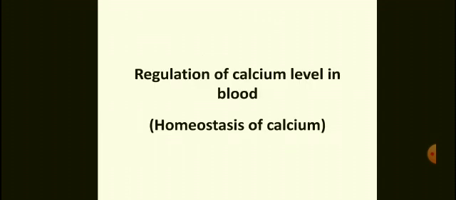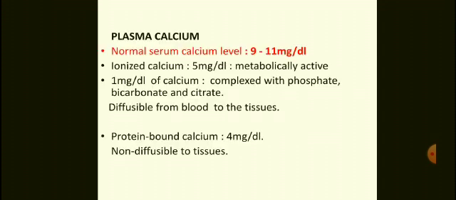Next we come to regulation of calcium level in blood. It is also known as homeostasis of calcium. Now this is very important. Normal serum calcium level is 9 to 11 milligram per dl, and around 5 milligram per dl of calcium is present as ionized calcium, and that is the metabolically active form of calcium.